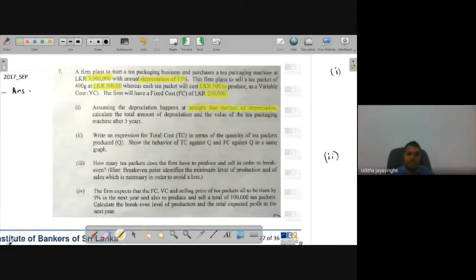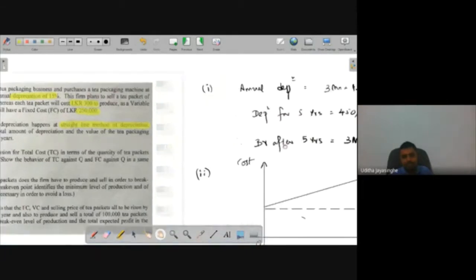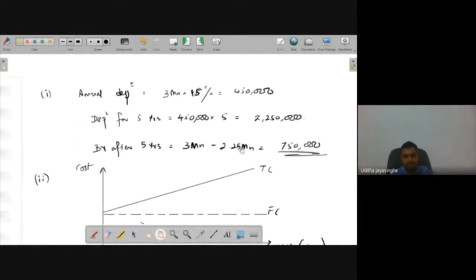Simple. Calculate the total amount of depreciation and the value of the tea packaging machine after 5 years. Yeah. So easily, now we can calculate the annual depreciation. How we can do that? By taking the value multiplied by the percentage. So earlier, you just divide this by the number of years. Here, multiply this by the percentage. So this form is also perfectly fine. So that means each year we are going to charge 450,000 as the depreciation.